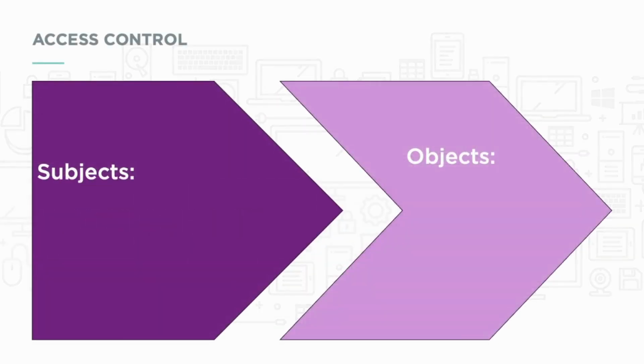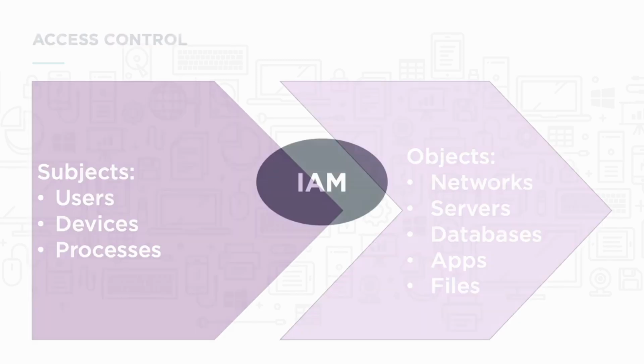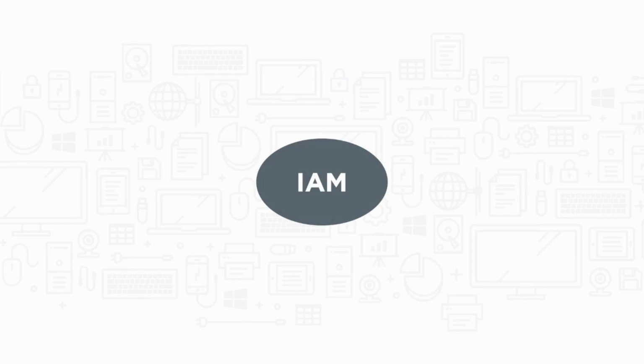An access control system ensures that an information system meets the goals of the CIA Triad. Access control dictates how subjects, like users, devices, or processes, interact with objects, like networks, servers, databases, apps, or files. Modern access control is implemented through Identity and Access Management, or IAM, consisting of four main processes.